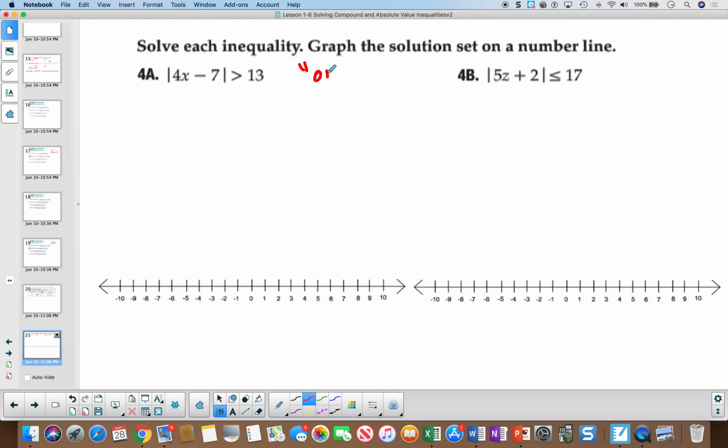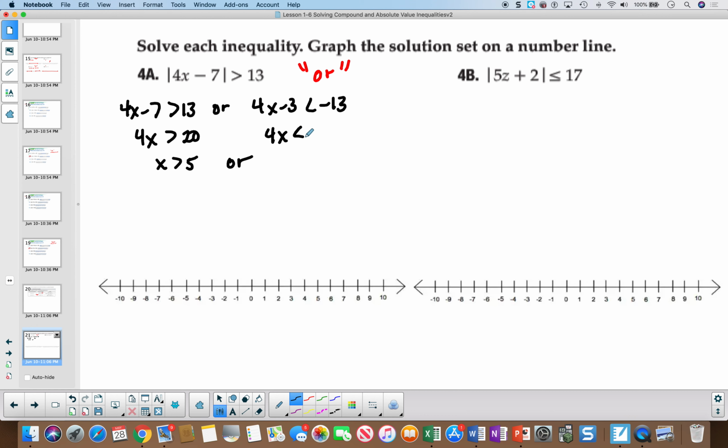I see greater than, so I think or. And what I write is, I write 4x minus 7 is greater than 13, or I want to go in the opposite direction, less than or equal to negative 13. Now I want to solve. 4x is greater than 20, x is greater than 5, or 4x is less than negative 6. I add 7 to both sides, so x is less than negative 6 fourths. So greater than 5, and this is negative 1.5. Negative 1.5 is right here, and I want less than.